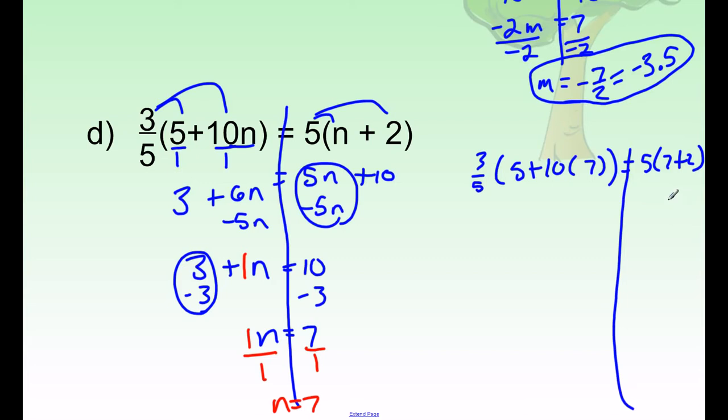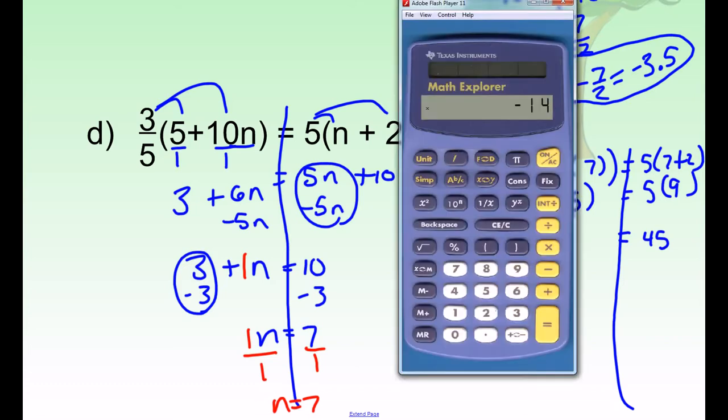I'm going to do the right side first just so it's easier. 7 plus 2 is 9. 9 times 5 is 45. So my hope is that this stuff over here equals 45. Let's see. I'm going to worry about that fraction last. I'm going to do the math inside the parentheses, following the order of operations. So 10 times 7 is 70, plus 5 gives me 75. So 3/5 of 75, I can turn into a fraction. 3 times 75 is 225, I want to say.